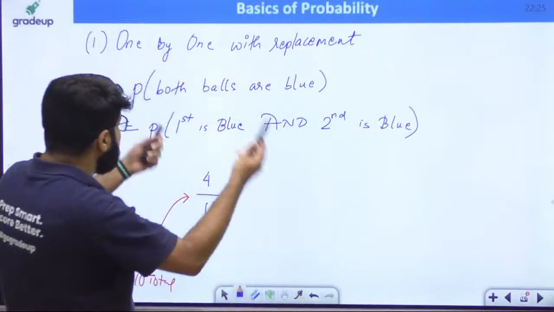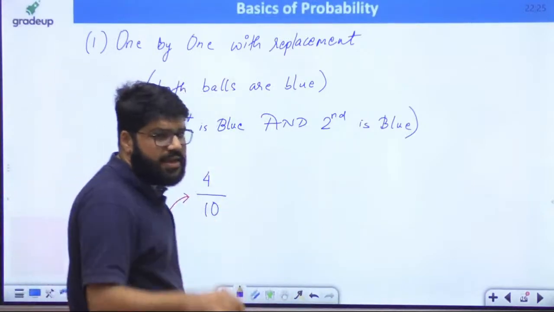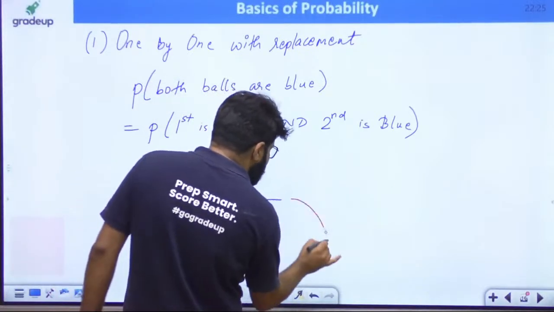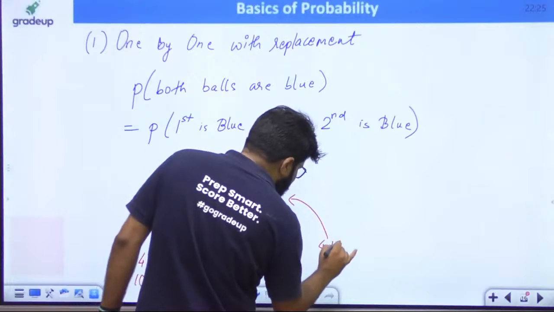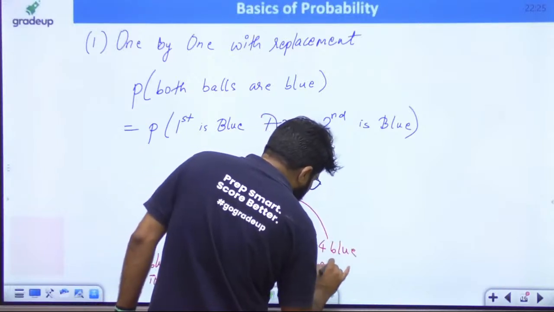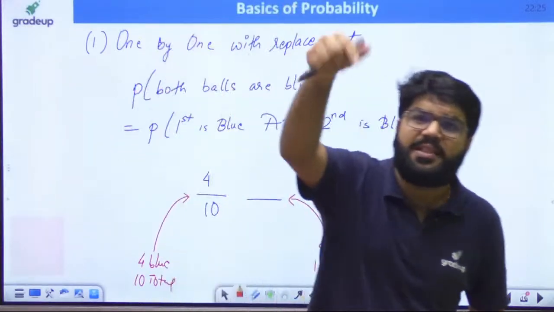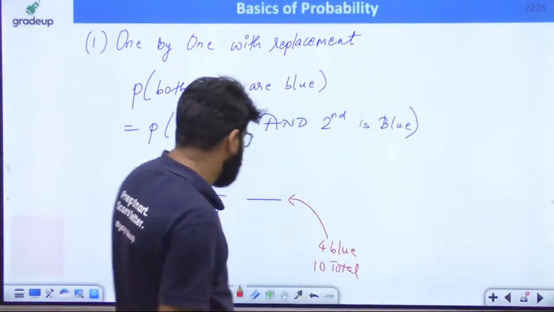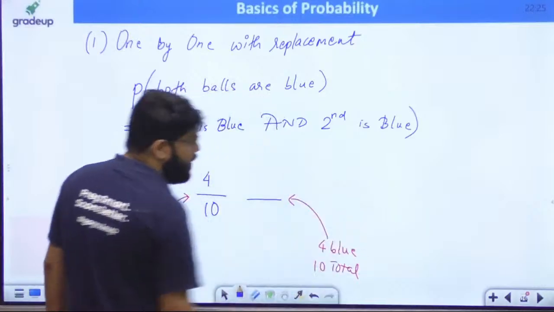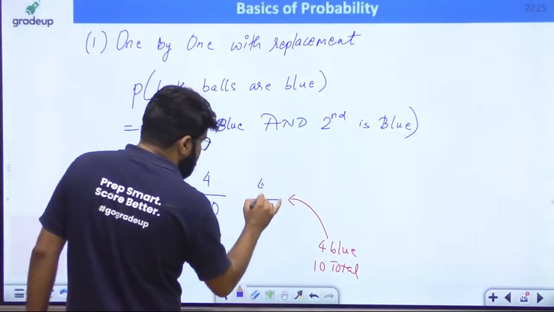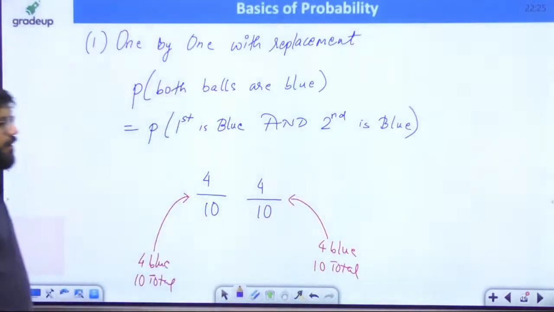Now because it has been replaced, what is there inside the bag? The bag again contains the 4 blue balls, and the bag again contains the 10 total balls, because whatever ball was drawn is back inside the bag. So what is again the probability of drawing a blue ball? Favorable by total, 4 by 10.